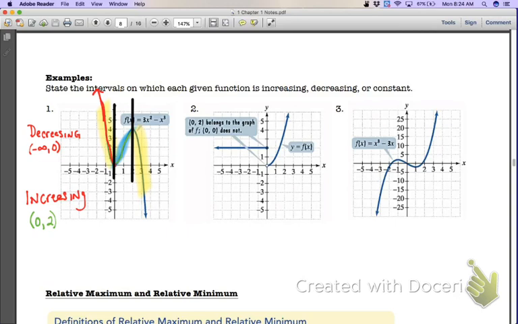Okay? So then, the next part, basically everything that's left, is that it's decreasing from 2 to positive infinity.